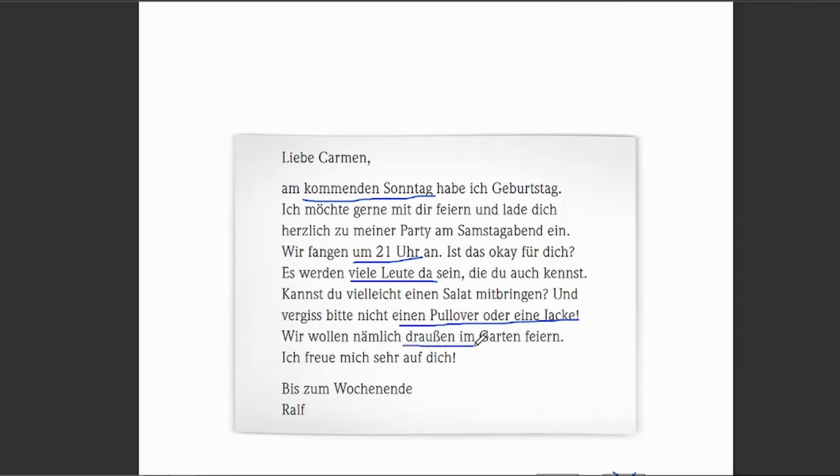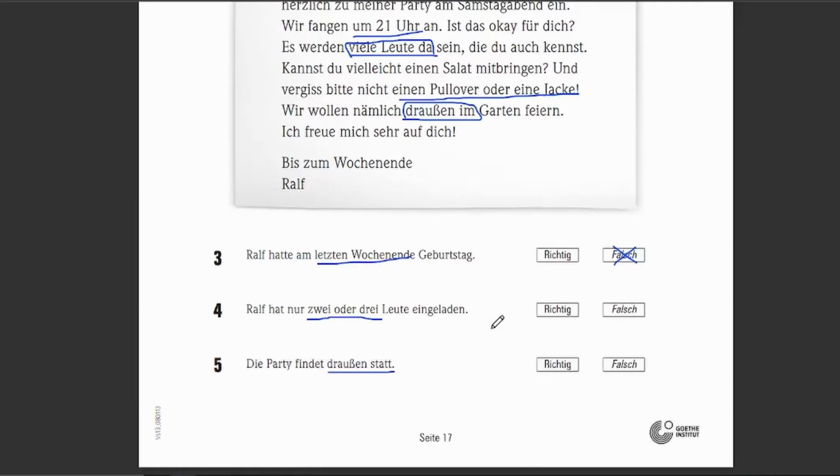So here is the tip, the answer for the question, and here also we note down something. So let's go down. Ralph hat nur 2 oder 3 Leute eingeladen. False, because he invited many people for the party.